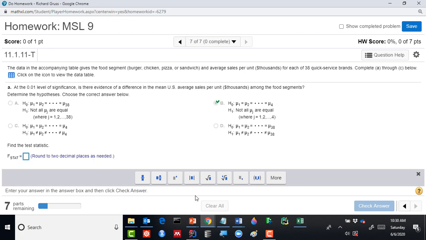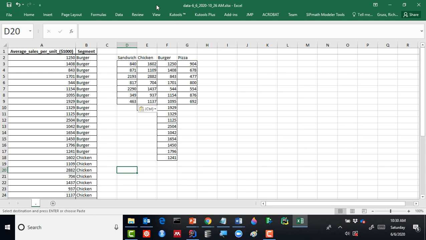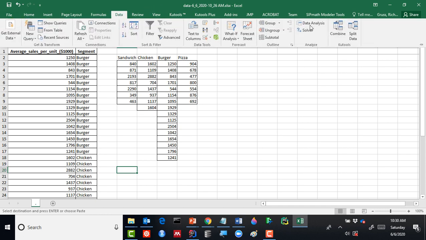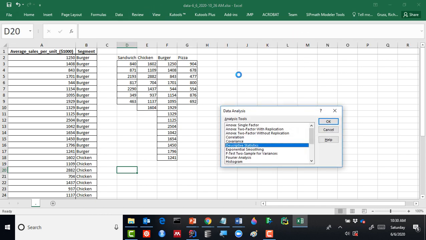This is going to tell us whether we can reject this null, and we do this by performing the ANOVA. So go to data analysis and ANOVA single factor. Now the single factor is of course the product type. The product type is the factor, and we have 4 levels of the factor: sandwich, chicken, burger, and pizza. So these are called levels, and the factor itself, there's just one factor.